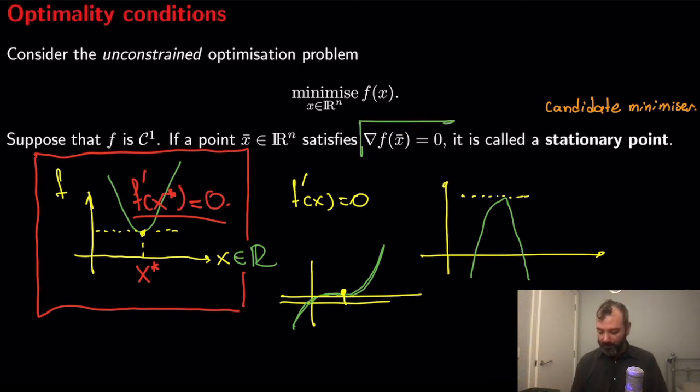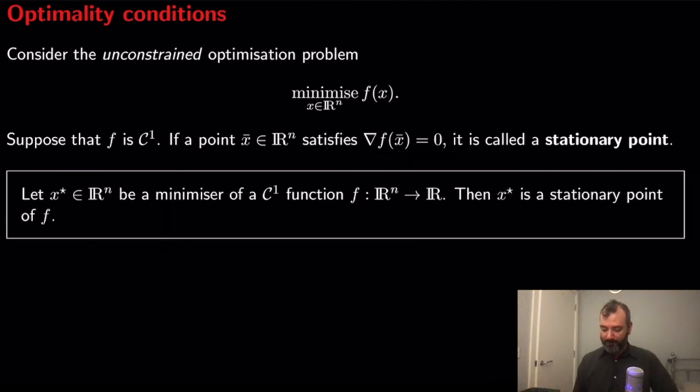You can start by stating the optimality conditions of the problem. This is known as an optimality condition, something that a minimizer must satisfy. Now have a look. Let x star be a minimizer. If it's a minimizer, then it is also a stationary point. This is true. Minimizers are stationary points. I'm talking about continuously differentiable functions. All minimizers are stationary points.